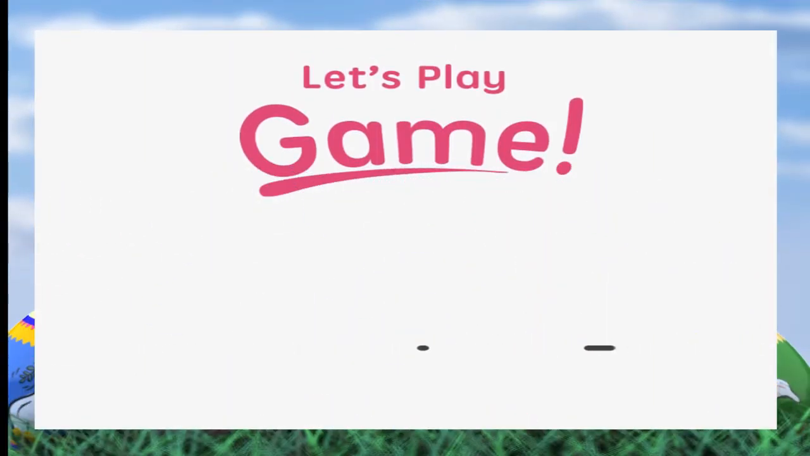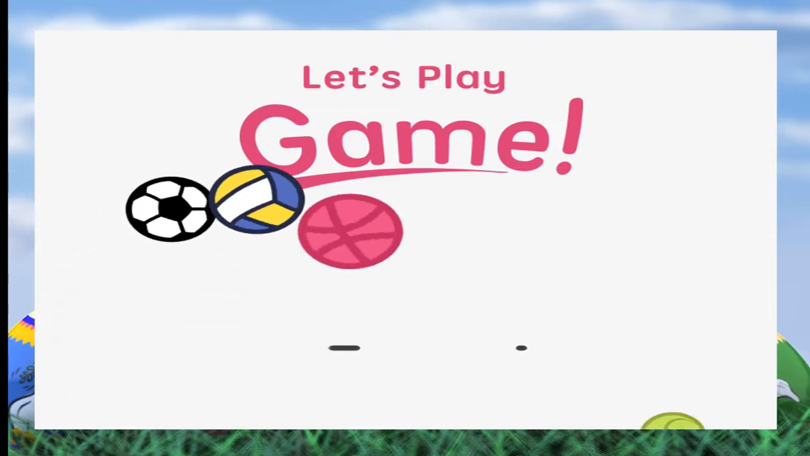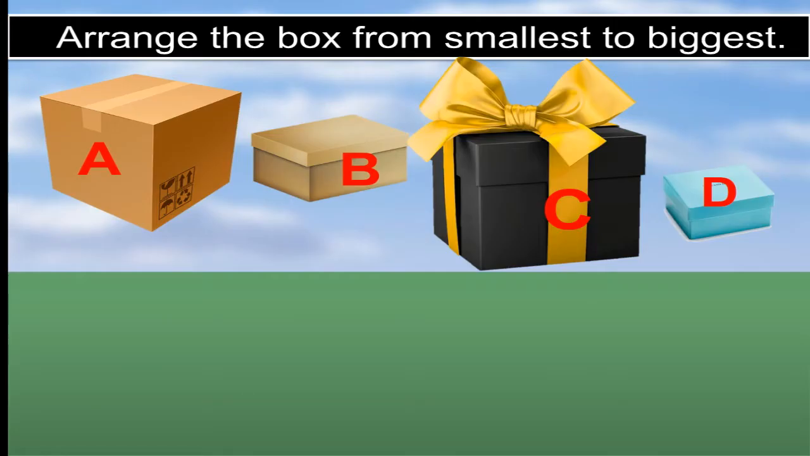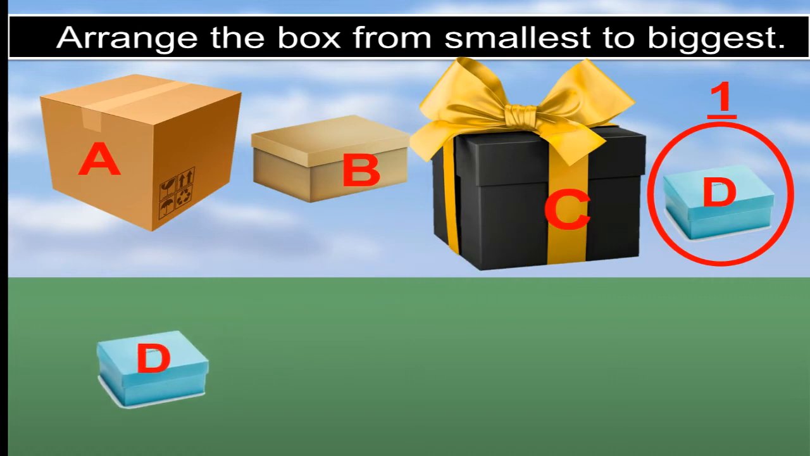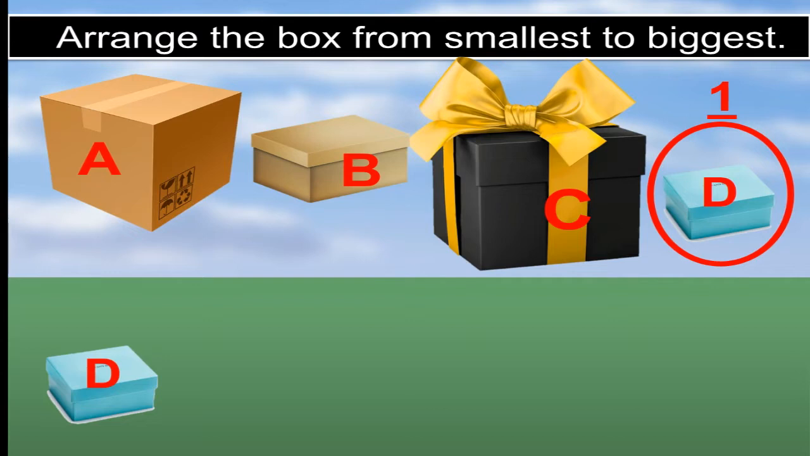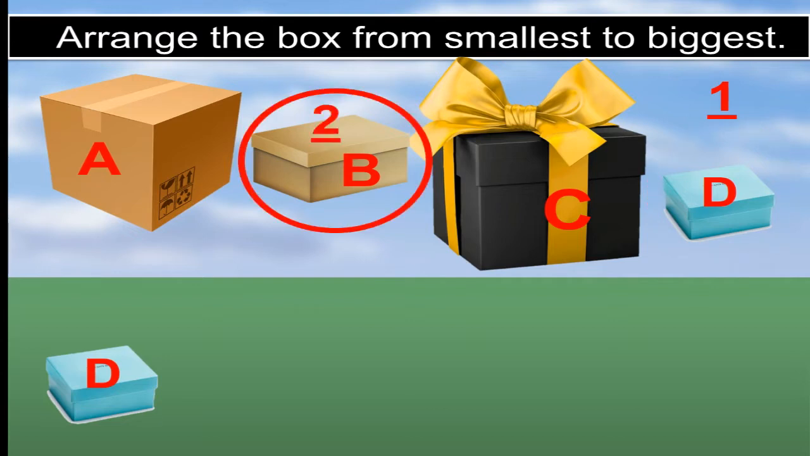Before we start, let us play a game. I have here different boxes with different sizes. I want you to arrange the boxes from smallest to biggest. Which do you think is the smallest box? Correct. The smallest box is box D. Now, which do you think is the second box? Correct. That is box B.